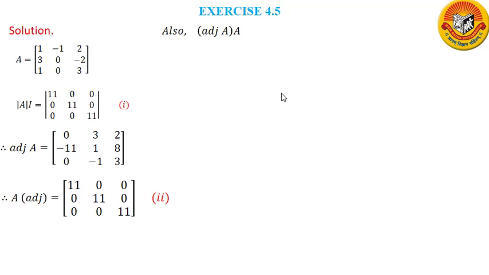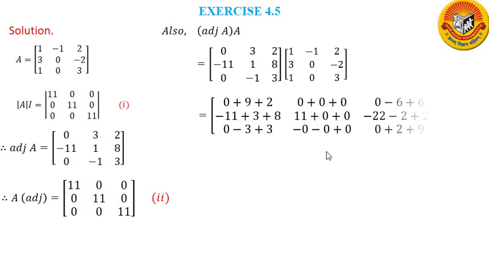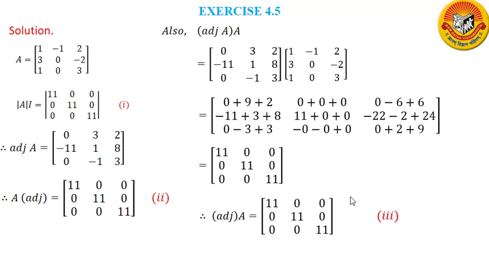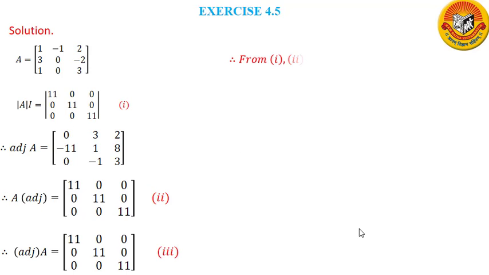Now adjoint A into A, so first I will write adjoint A and then I will write A, and again I will multiply. After multiplication, here also I am getting the same result. So I will say that from 1, 2 and 3. Now see, this is the first equation, this is second and this is third. Now in all the 3 equations, my right hand side is the same. So from 1, 2 and 3, I will say that A into adjoint A is equal to adjoint A into A is equal to determinant A into I.